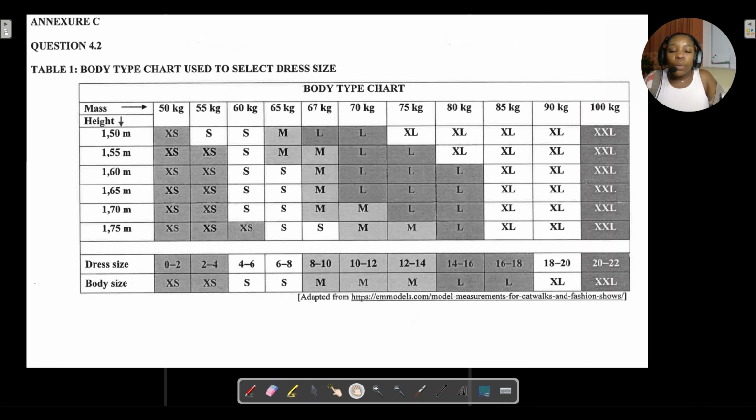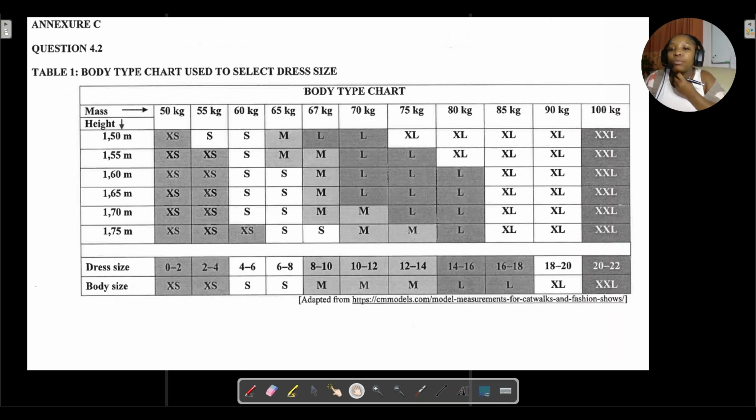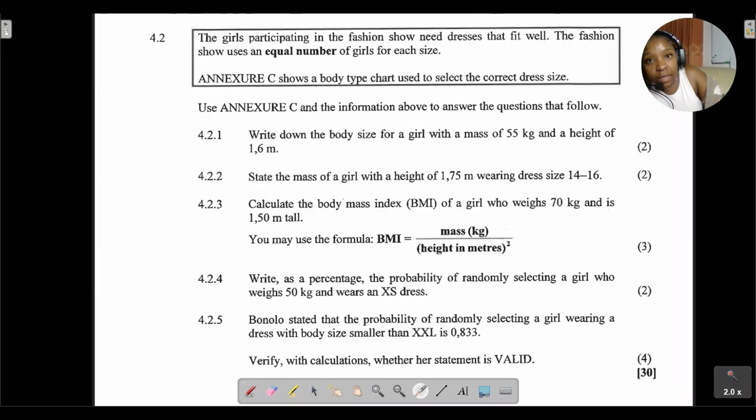So here we are basically given a body type chart used to select dress size. We can see that on the horizontal we've got the mass, and on the vertical we've got the height, and then here we are given the various body sizes. Then we're given the dress size here, then here we're given the body size, right? Let's see if we can now use this chart to answer questions.